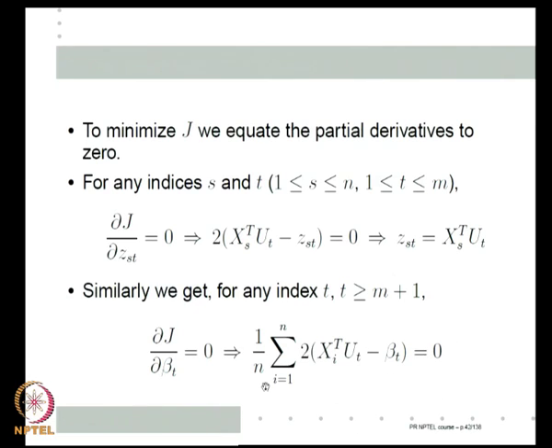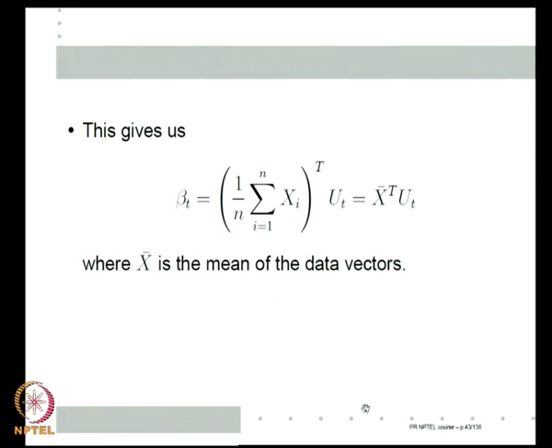If I expand this, I get 1 by n, the 2 will anyway go. So, I will get 1 by n summation of beta t, that will be n beta t by n, which is beta t. The second term will come on the other side of the equality, that will be equal to 1 by n summation i is equal to 1 to n xi whole transpose ut. Right? So, this gives me beta t equal to 1 by n summation i is equal to 1 to n xi transpose ut. This is nothing but the mean of xi. So, let us represent it by x bar. So, beta t is x bar transpose ut.